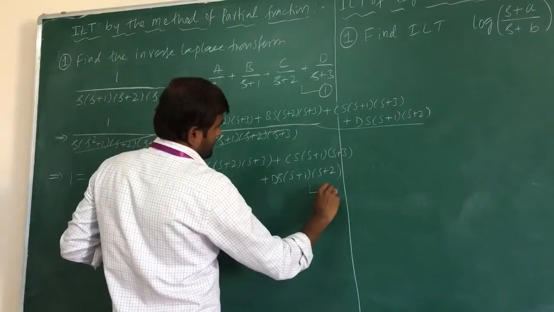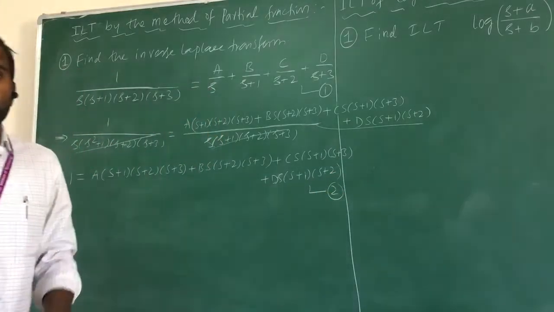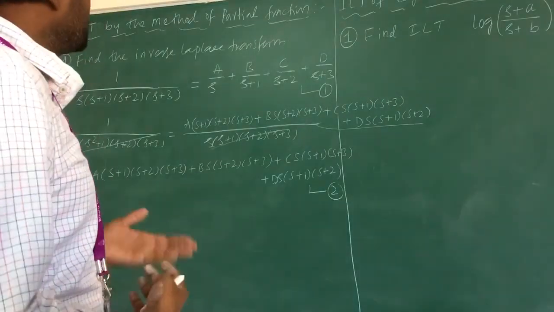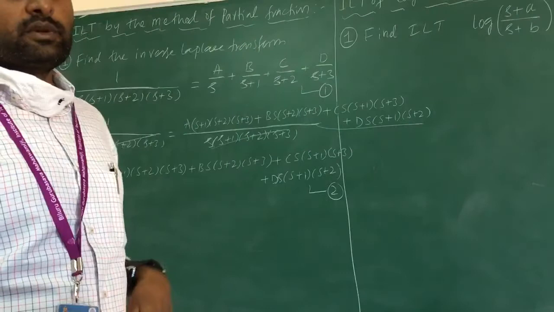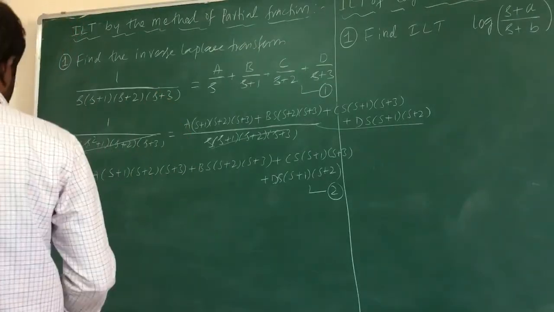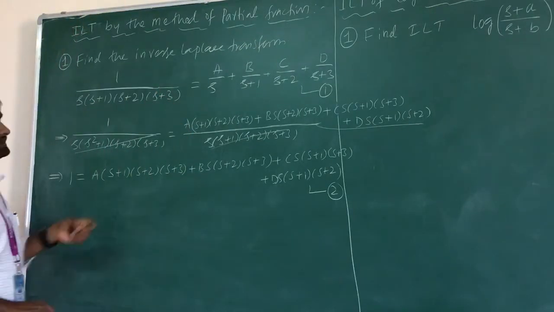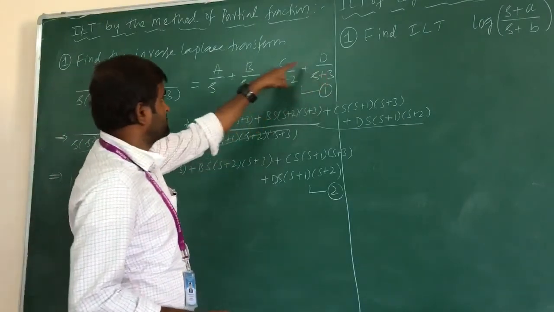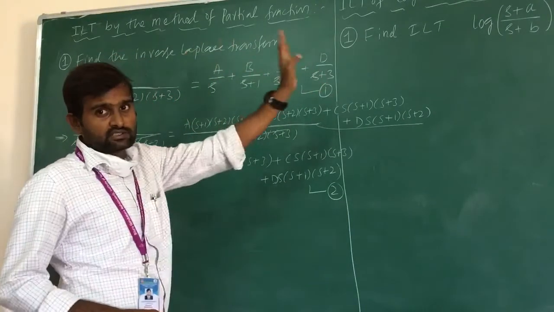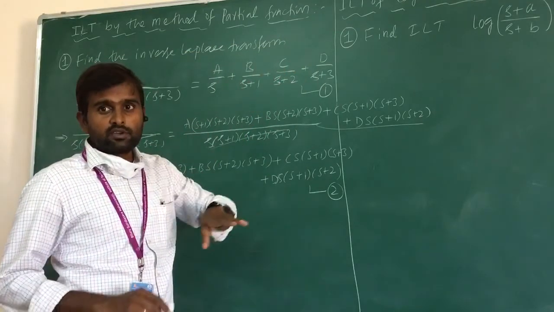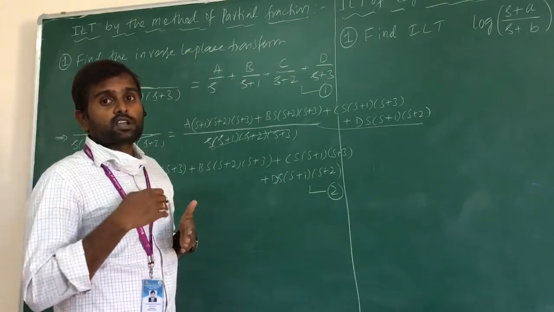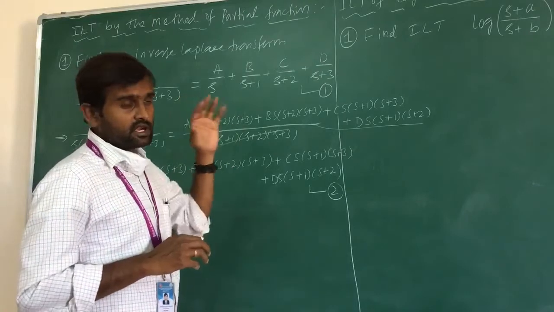So I am calling this equation number 2. Then we need to determine the values of a, b, c, d. So how to get them? Using equation 1, on the right-hand side, we equate each corresponding denominator term to 0.